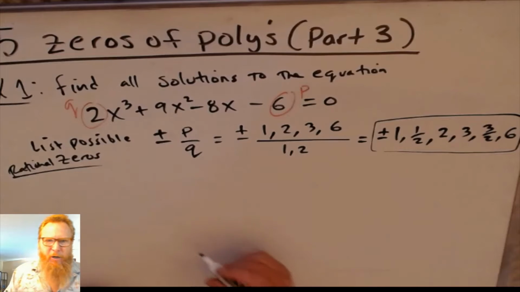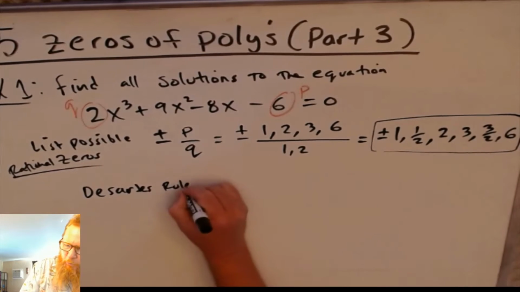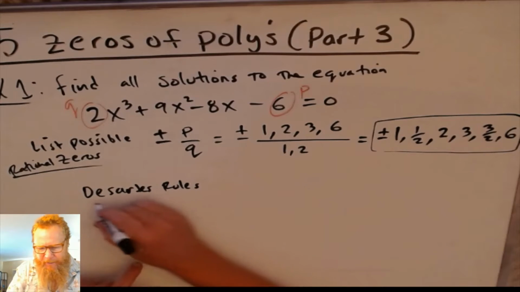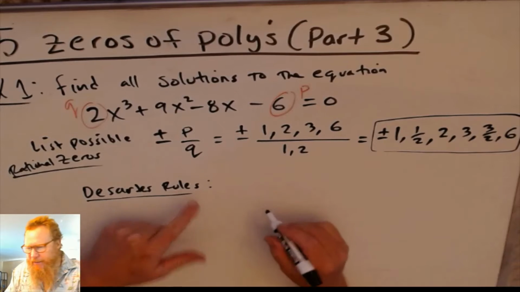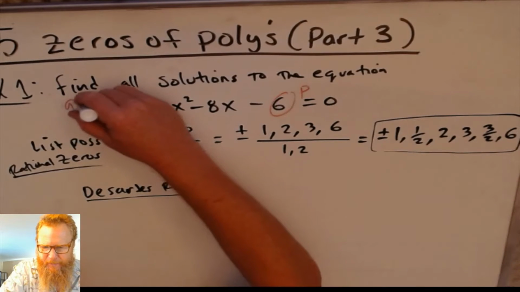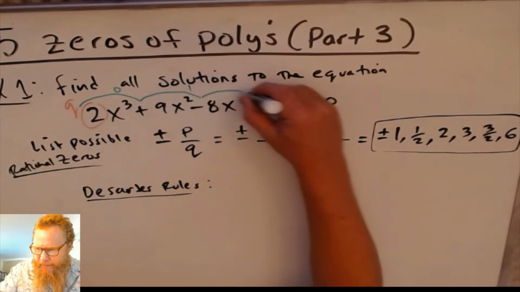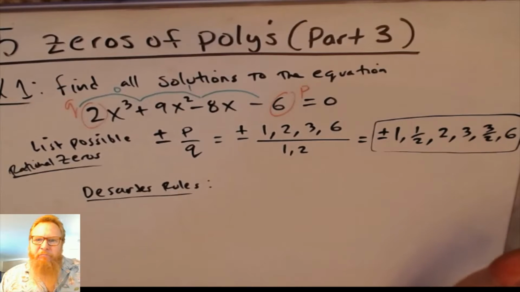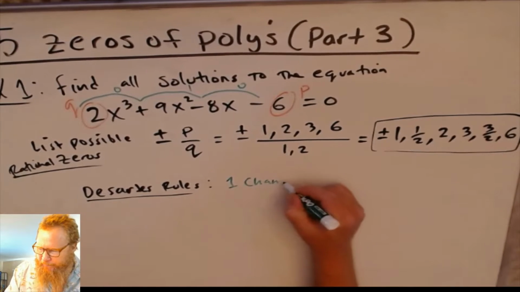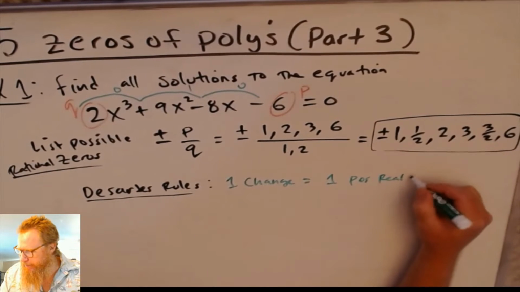You might try Descartes' rule, or Descartes' rules. If you look it up, it's called Descartes' rule, but there's actually 2 of them. So for the positive zeros, let's count the sign changes. We got none, 1, none. So you get 1 sign change. That's nice to know. That means there's 1 positive real zero.